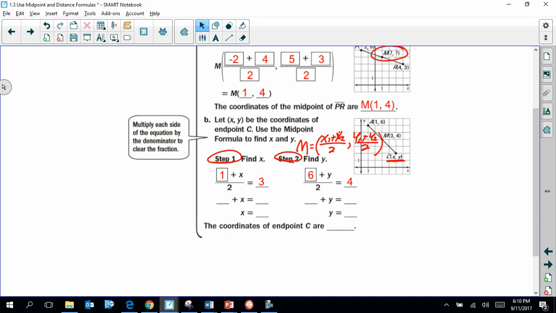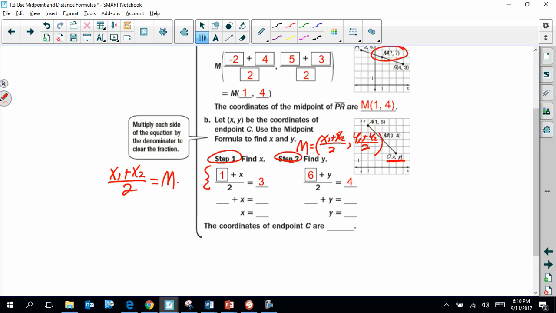So as an aside, let me just look at this bit right here. That is like saying x1 plus x2 over 2 is equal to m. And I often will say m sub x to let you know that I'm using the x-coordinate of the midpoint. And here on the right side, that's the same thing as saying y1 plus y2 over 2 is equal to the y-coordinate of the midpoint. So that's where I'm getting those numbers from.